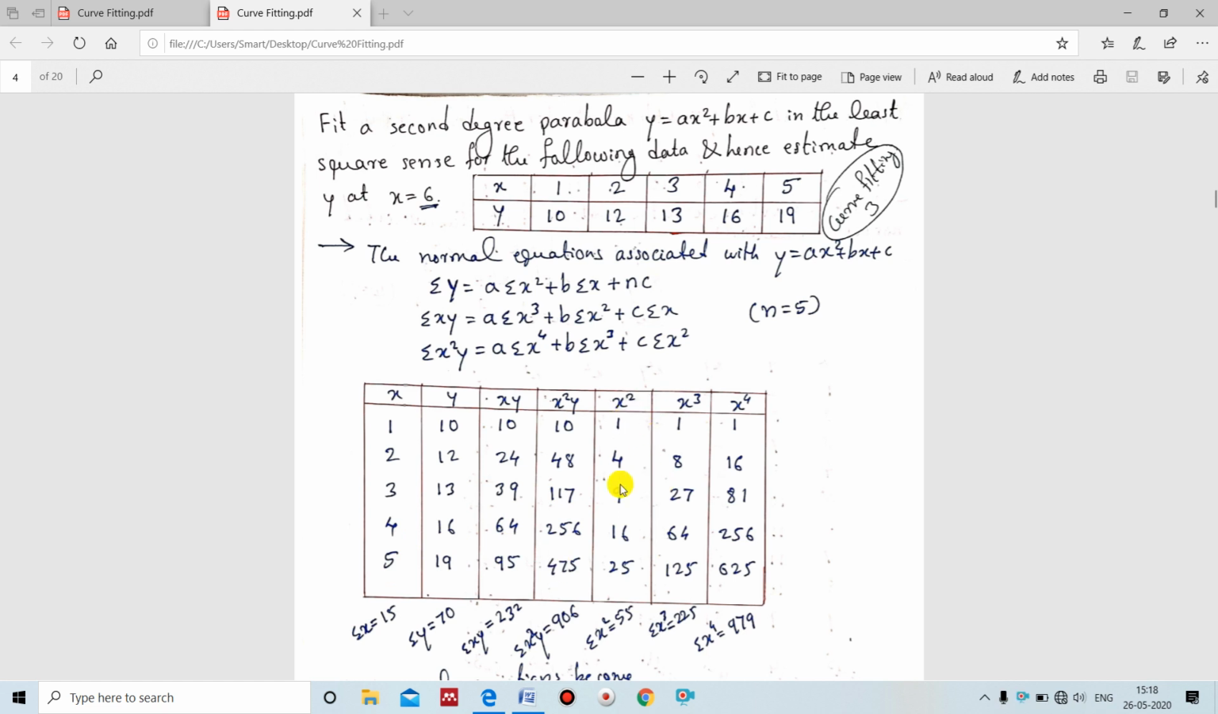Next, the x square column, square this: 1 square is 1, 2 square is 4, like that 5 square is 25. X cube, cube this: 1 cube is 1, 2 cube is 8, like that 5 cube is 125. X raised to 4 column: 1 raised to 4 is 1, 2 raised to 4 is 16, like that 5 raised to 4 is 625. Next, add each column to obtain the summation.